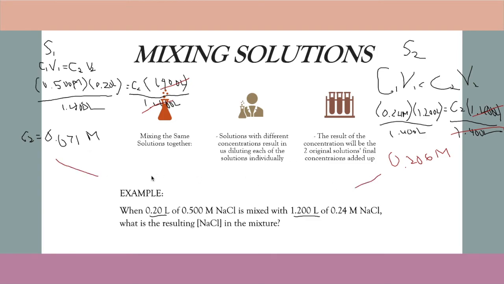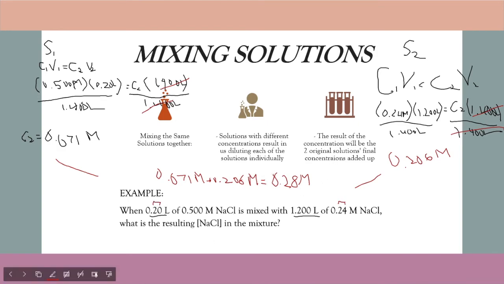So 0.071 molarity plus 0.206 molarity equals, drum rolls please. I can't because I'm typing this in my calculator, but if you want, you can. Okay, so our final answer will be 0.28 molarity because the smallest suffix is 2. It's 2 here and it's 2 here. So this is going to be our final answer, everyone.